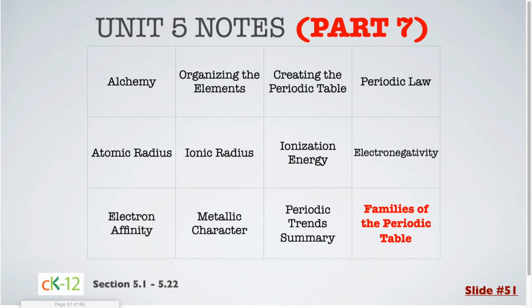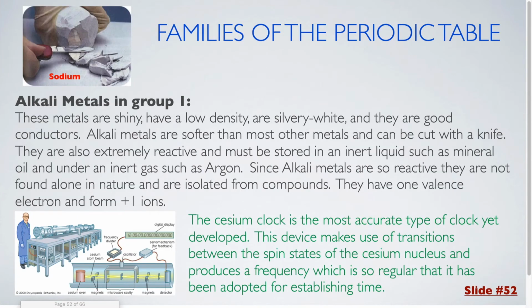In Unit 5, Notes Part 7, we will be covering the families of the periodic table. The alkali metals are in group 1. These metals are shiny, have a low density, and are silvery white, and they are good conductors.